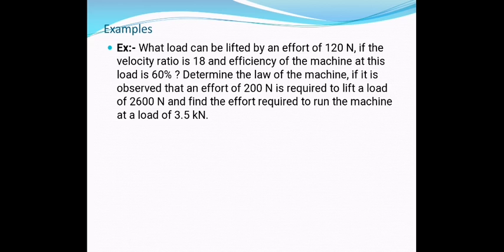So in this question two or three things are required. First he asked to determine the law of machine, meaning he wants that equation, meaning he wants the M and C values. Second he asked to find the effort required to run the machine at the load of 3.5 kilonewton. So first we have to find out the law of machine, the equation, and then we find the effort required for the load of 3.5 kilonewton.